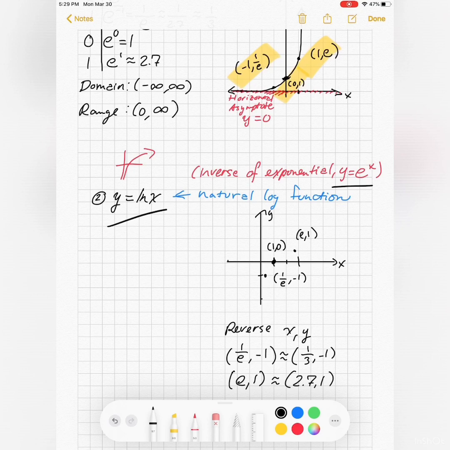Now notice again that the exponential function has that horizontal asymptote at y equals 0. So if I reverse x and y, then my log function has a vertical asymptote at x equals 0. So what is this going to look like? Something like that. And so its domain would be 0 to infinity. Its range would be all real numbers.